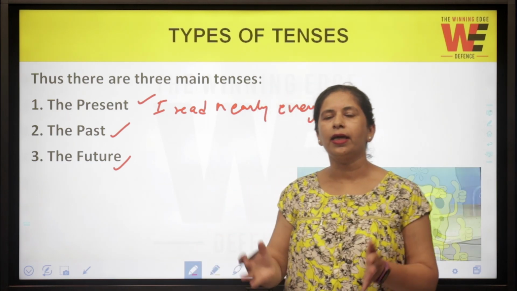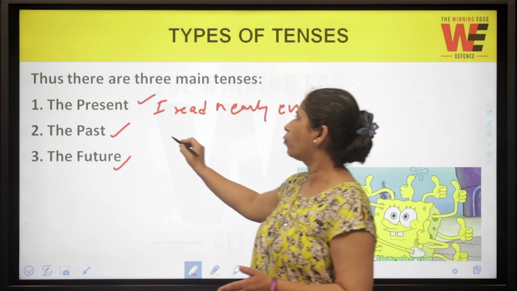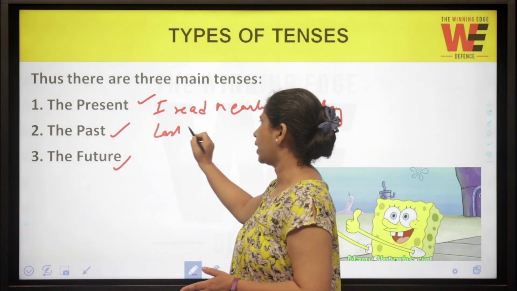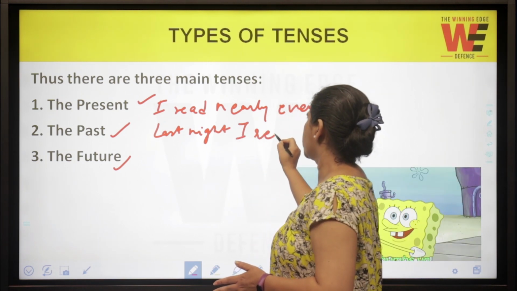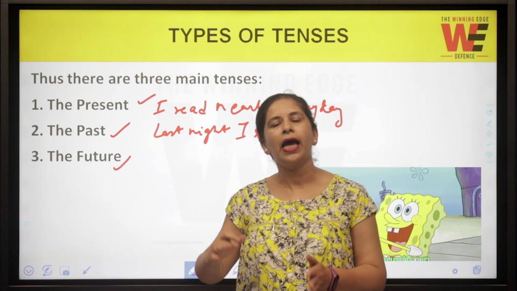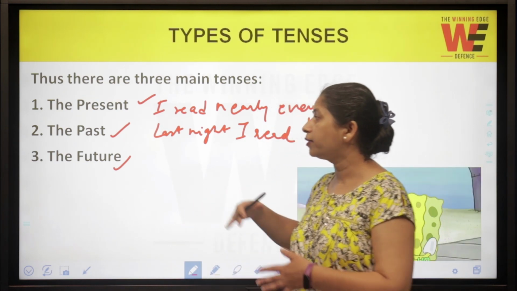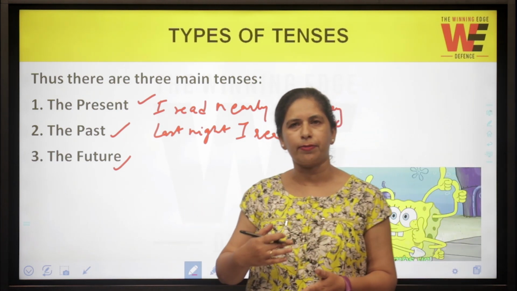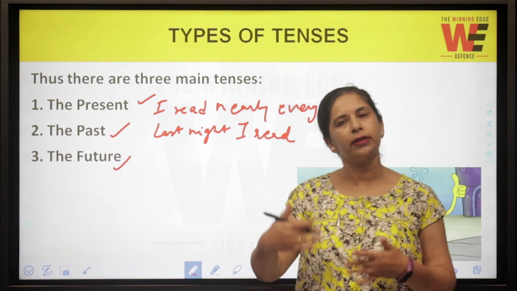But when you say that last night I read an entire novel, what are you saying? That last night I read. So this is your past tense. You are saying that last night I read an entire novel, so that is the example of past tense. Now in the future tense, how are you going to write the same sentence? You will say that I will read as much as I can this year.